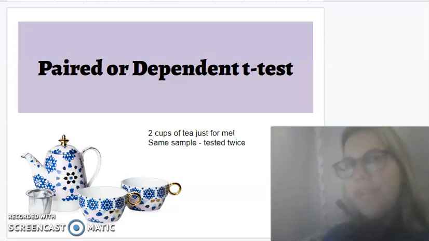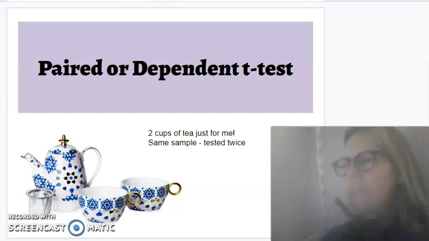Right, we're on part 3. Yay! So part 3 reviews the dependent or paired or related t-test. Again, all of those names refer to the same thing. So again, T for 2.